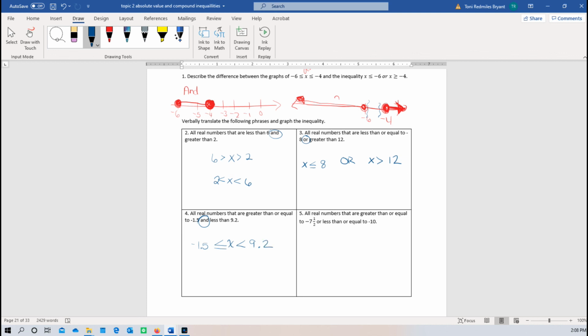All real numbers that are greater than or equal to -7.5 or less than or equal to -10. I'm talking about two different ranges. X can be whatever I'm going to put here, and X can be whatever I'm going to put here. So on the first one, x is greater than or equal to -7.5, or it is less than or equal to -10. Those are the two possibilities.